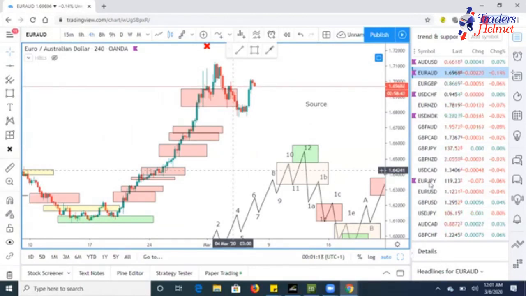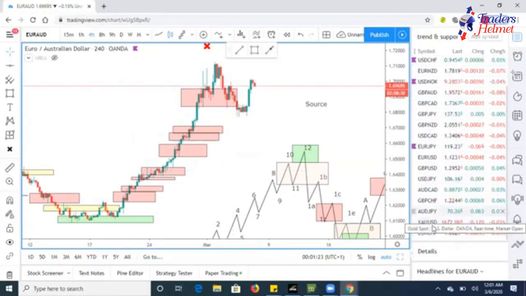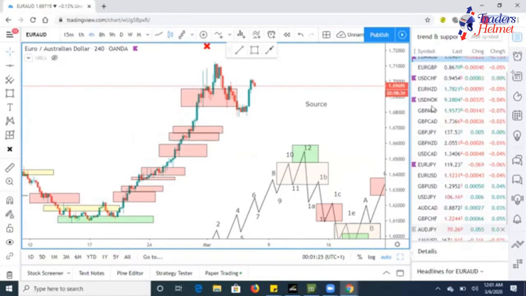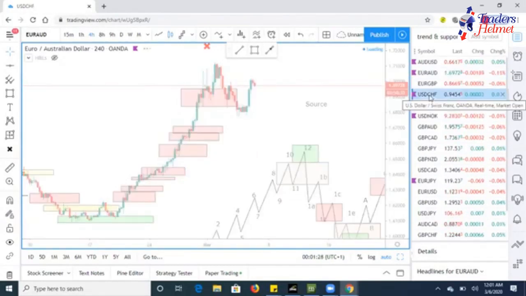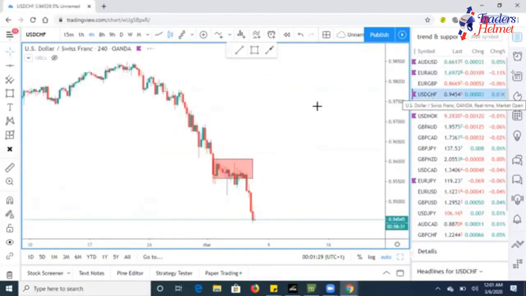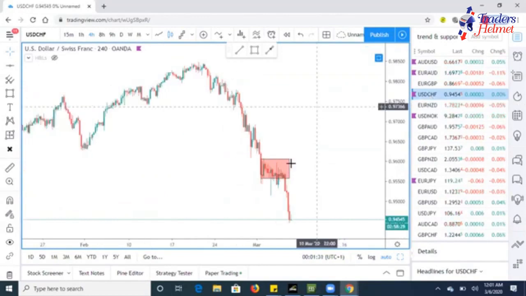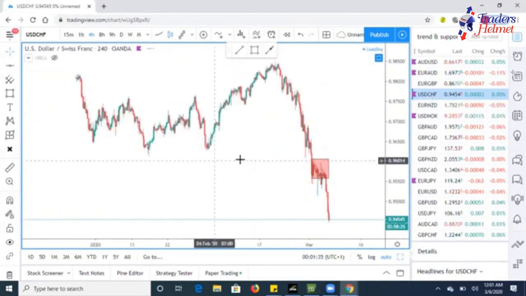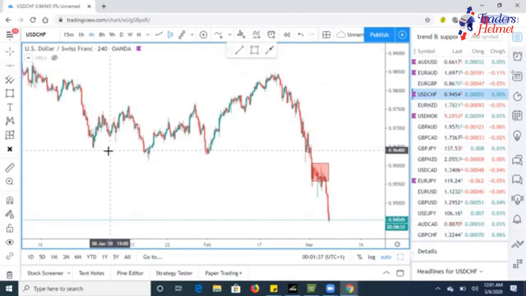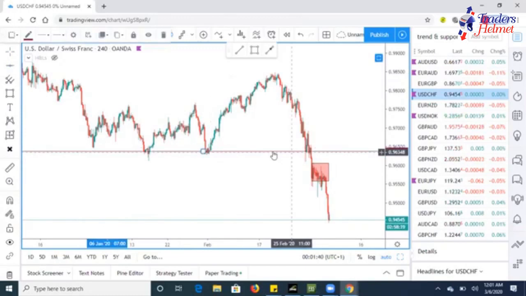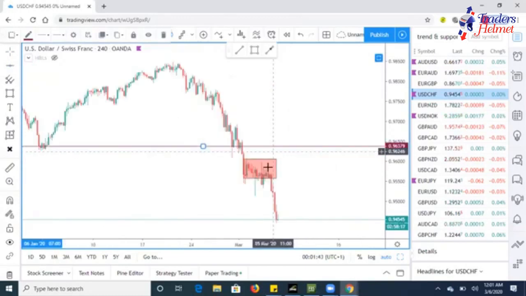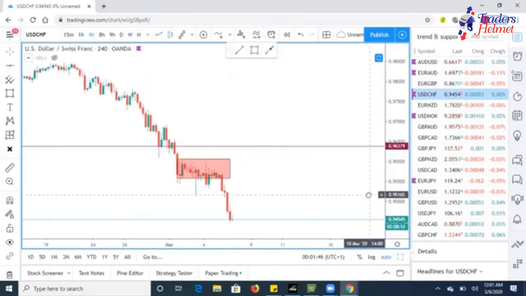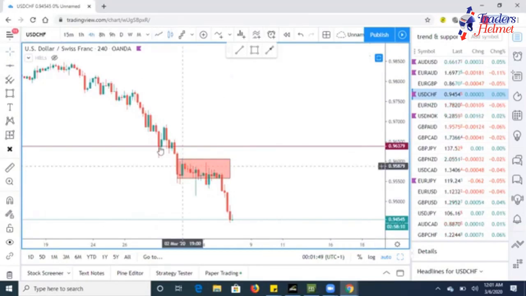Something interesting happened today with USD CHF. USD CHF has been on a downward trend. For trend line traders or support and resistance traders, this was a good place for it to turn. It actually started giving that impression that it was reversing right about here.